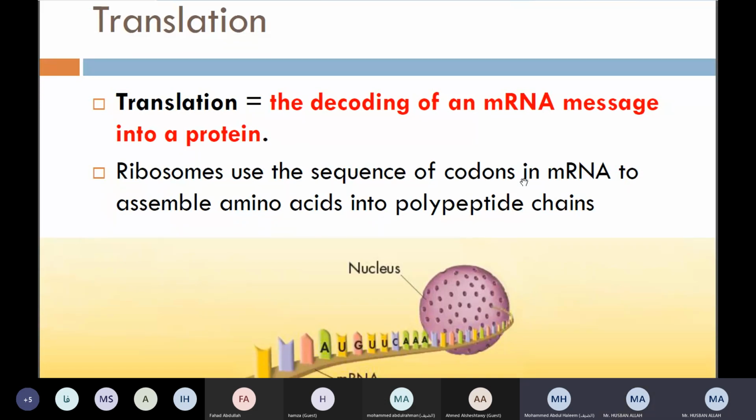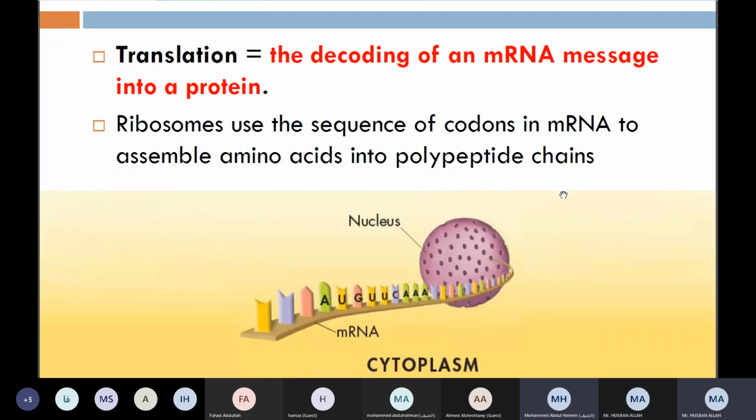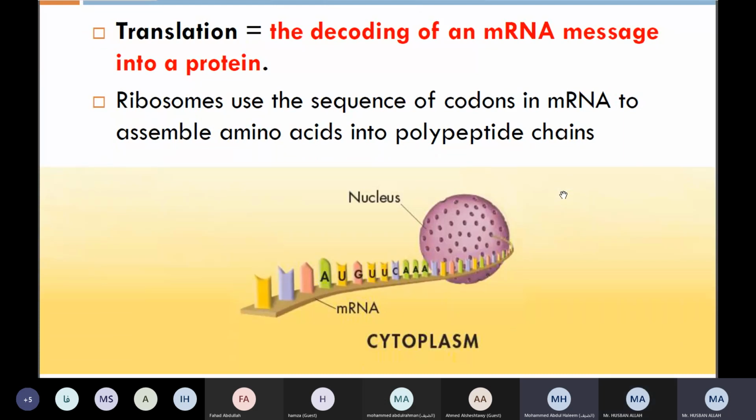Ribosomes use the sequence of codons in messenger RNA to assemble amino acids into a polypeptide chain. As I told you, now we have messenger RNA, and on messenger RNA we have genetic codes. Each genetic code is formed from three nitrogenous bases and codes for one amino acid. Now these codes are going to be decoded. Decoding means these codes will attract their own amino acid, right? On the other slide, you will see how it will occur. Look at the diagram. Here we have a messenger RNA right here.